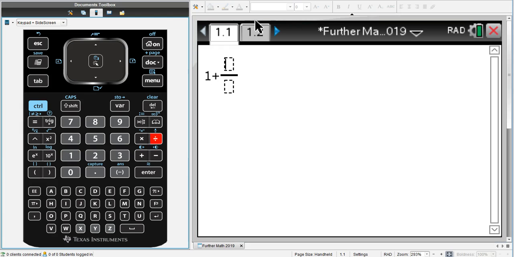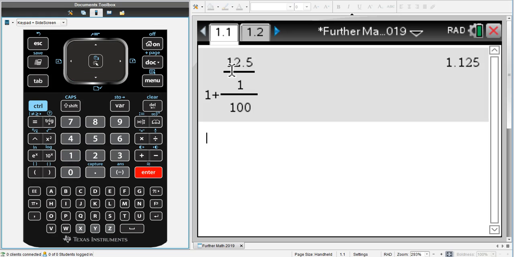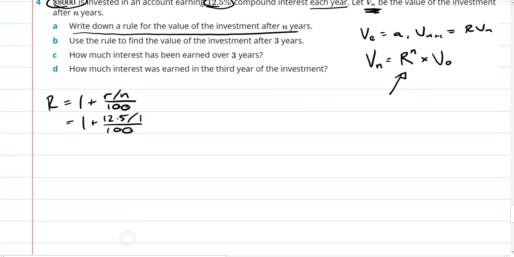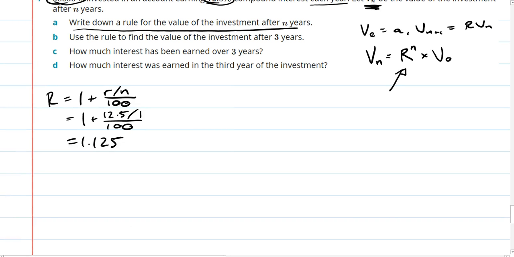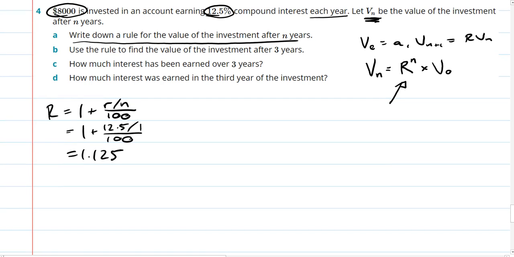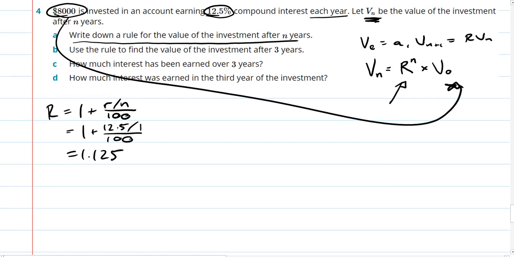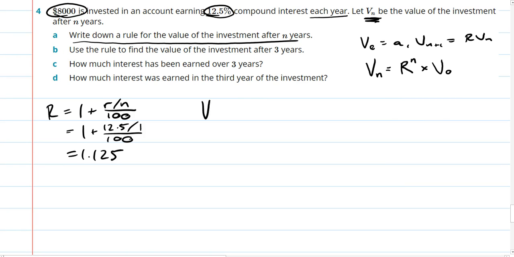1 plus 12.5 divided by 1, didn't really need to do that, divided by 100, is 1.125. We know V0, which is $8,000. So we can put our rule together: Vn equals 1.125 to the power of n times 8,000. That'll take us straight to term number n.